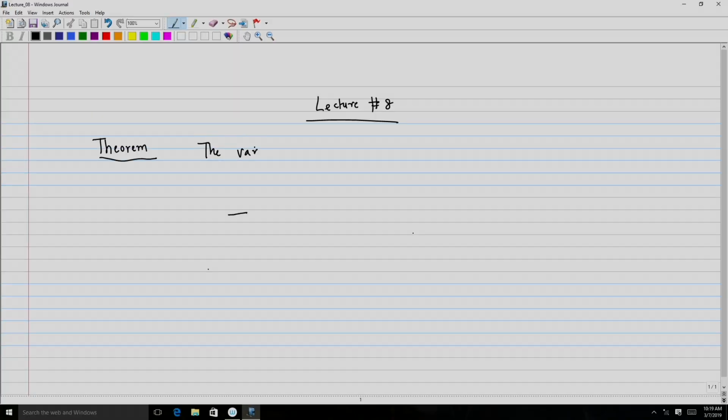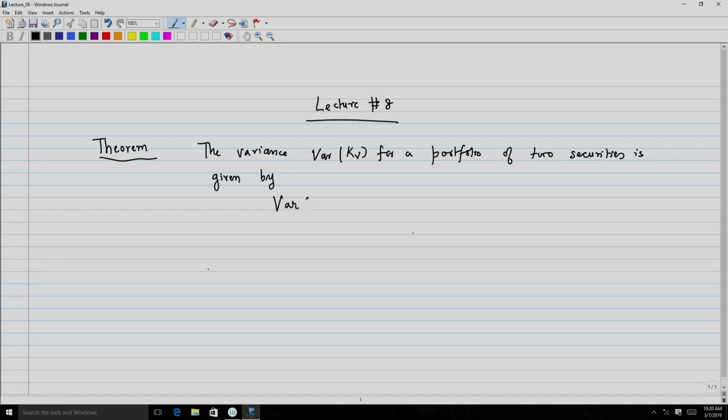The variance of Kv for a portfolio of two securities or assets is given by: Var Kv is W1 square, remember this was the weight of the first asset, into the variance of K1, plus W2 square into variance of K2, plus twice W1 W2 into covariance of K1 K2. So, we will do the proof for this.